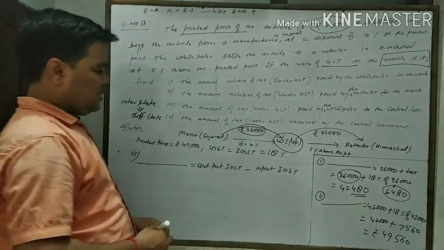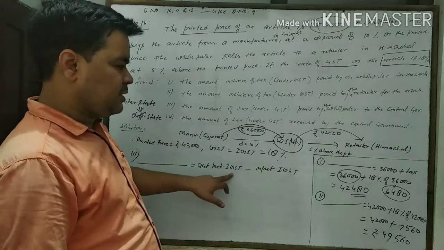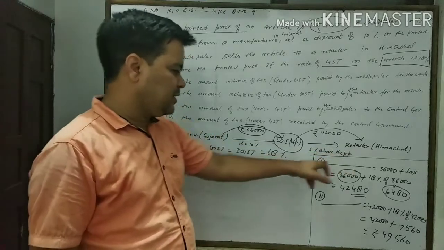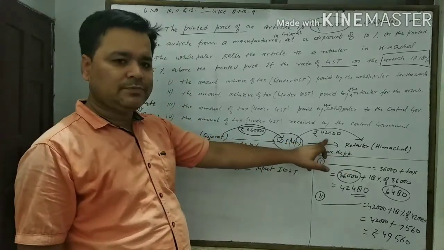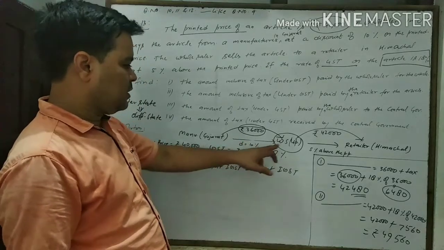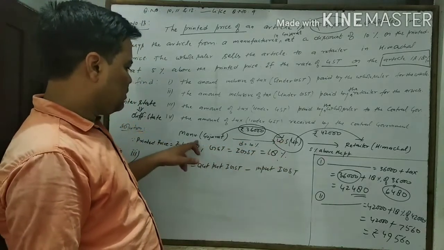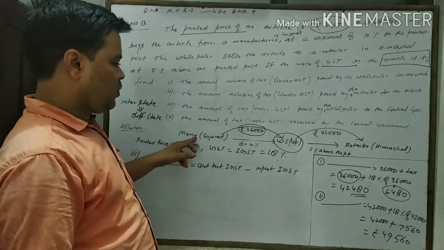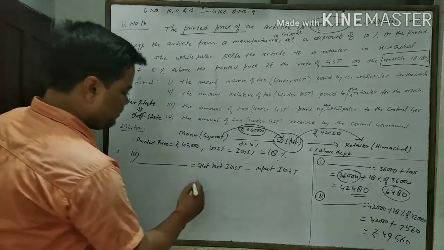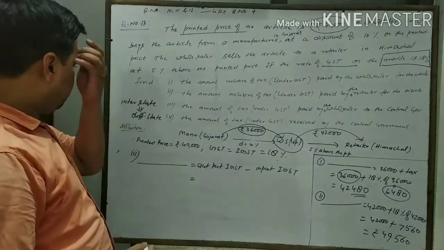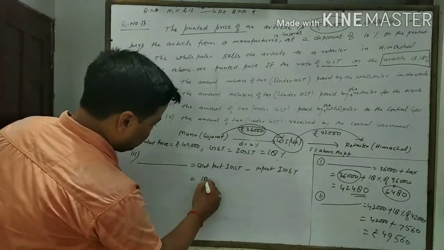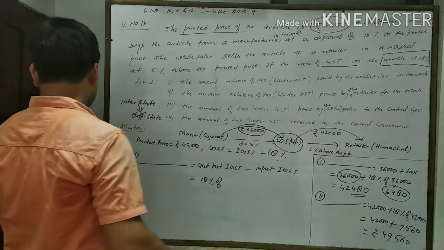IGST. Output IGST means the amount of tax whatever the wholesaler collected from the retailer on 42,000, and input IGST means the amount of tax whatever the wholesaler gave to the manufacturing company at 36,000 rupees. So here the rate of tax will again be 18%.